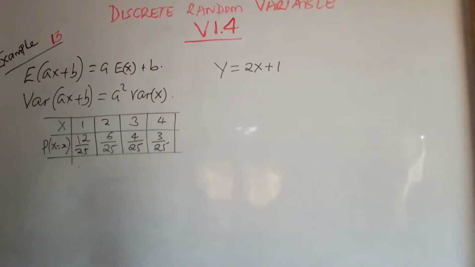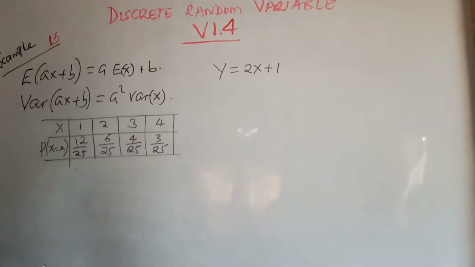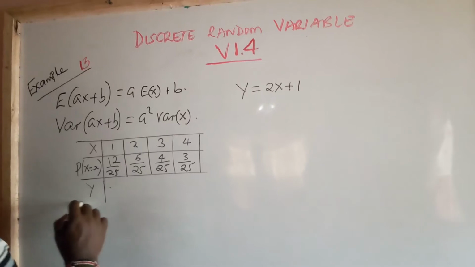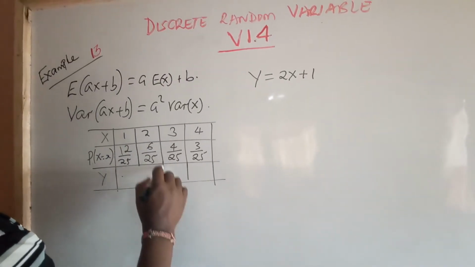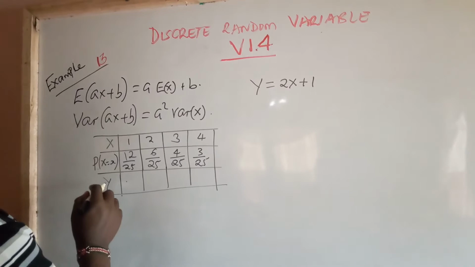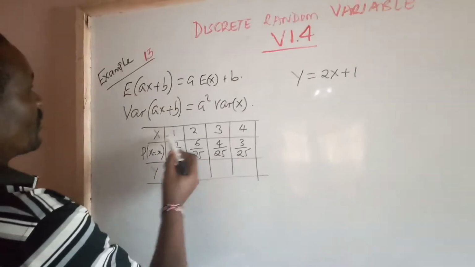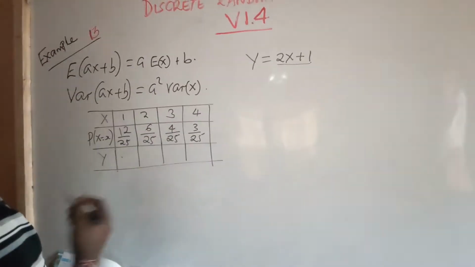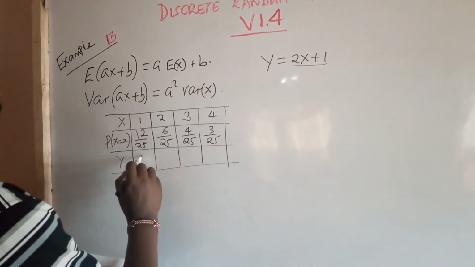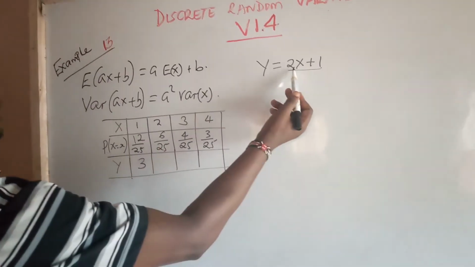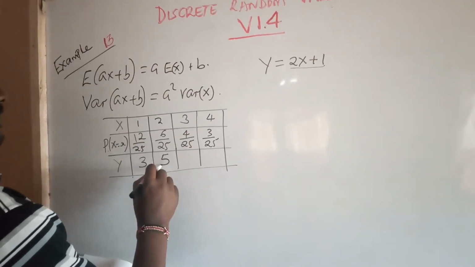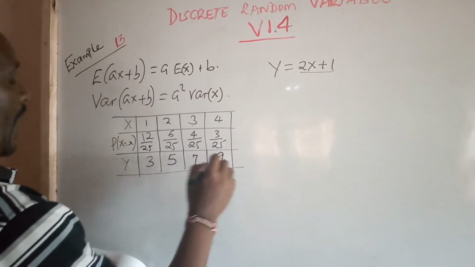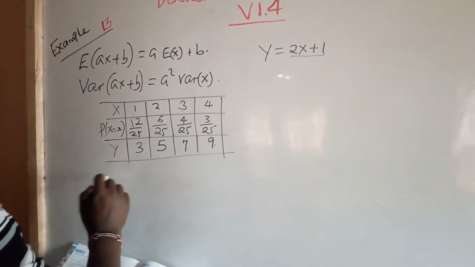we are told to give the probability of y, where y is 2x plus 1. We may have another row or column of y, and for every value of y, we have to multiply x by 2 and then add 1, because that is the requirement. So when x is 1, 2 times 1 is 2, and 2 plus 1, y is 3. 2 times 2 is 4, plus 1, 5. 3 times 2 is 6, 7. And then we have a y which is going to be 9.